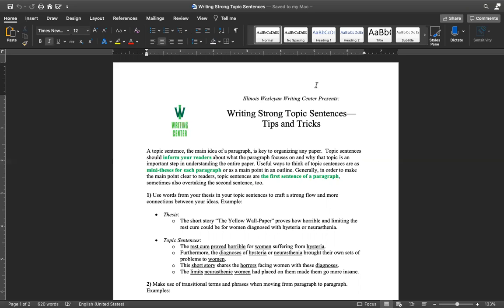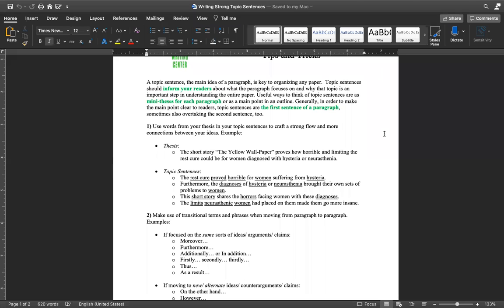The first tip we have is to use words from your thesis in your topic sentences to create a strong flow and organizational structure in your paper. For example, let's say your thesis is the short story The Yellow Wallpaper proves how horrible and limiting the rest cure could be for women diagnosed with hysteria and neurasthenia.